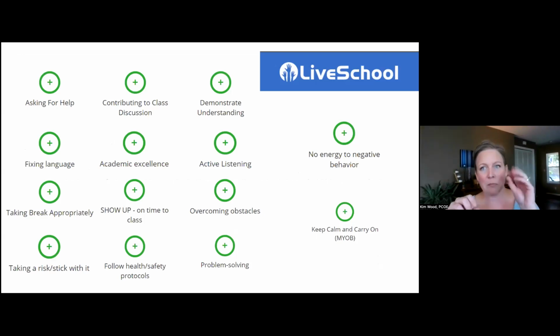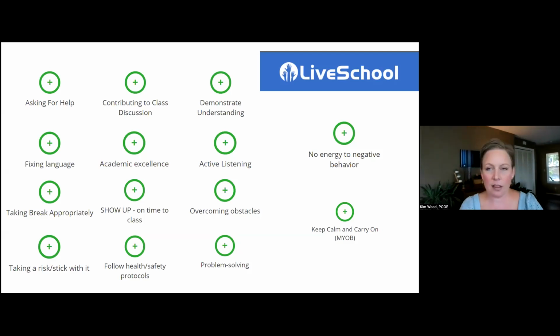I'm going to show an example really quick. I just did screenshots of a bunch of our different LiveSchool point categories. These are examples across our court school and juvenile hall, our community school, our independent study hybrid program, all of that. Looking at these, even on the far right-hand side, there's one that says no energy to negative behavior, and then there's one that says keep calm and carry on, or MYOB, mind your own business. Those are basically the same behavior. Those are buttons from two separate programs that staff will use to reinforce students. The wording's just different because it reflects how they talk to their students. It reflects the culture of the school.